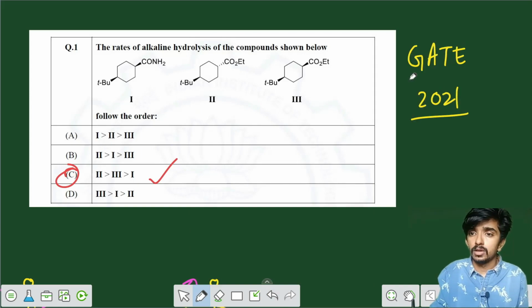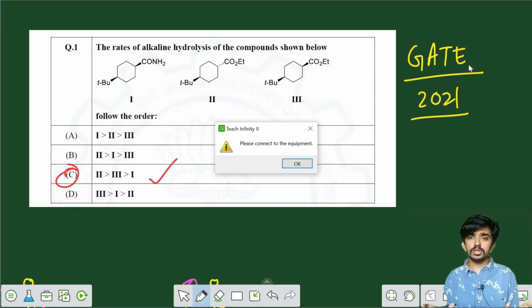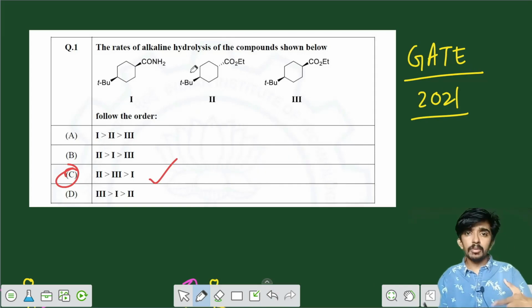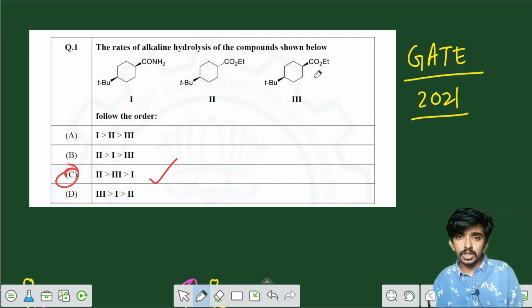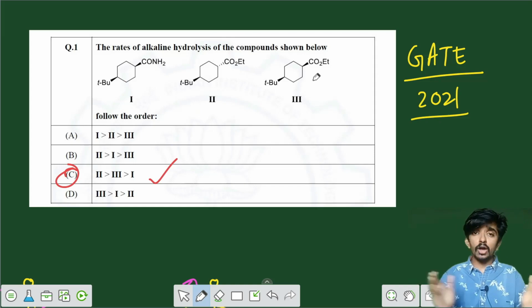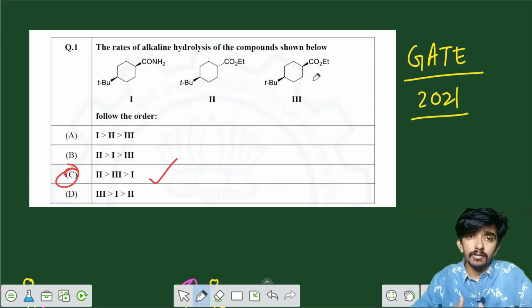So this was all about alkaline hydrolysis. We just had to find out which one fundamentally gives a faster rate of reaction between amide and ester, and among the two esters we compared the stability by comparing the conformations. I hope you understood this topic and found something new.